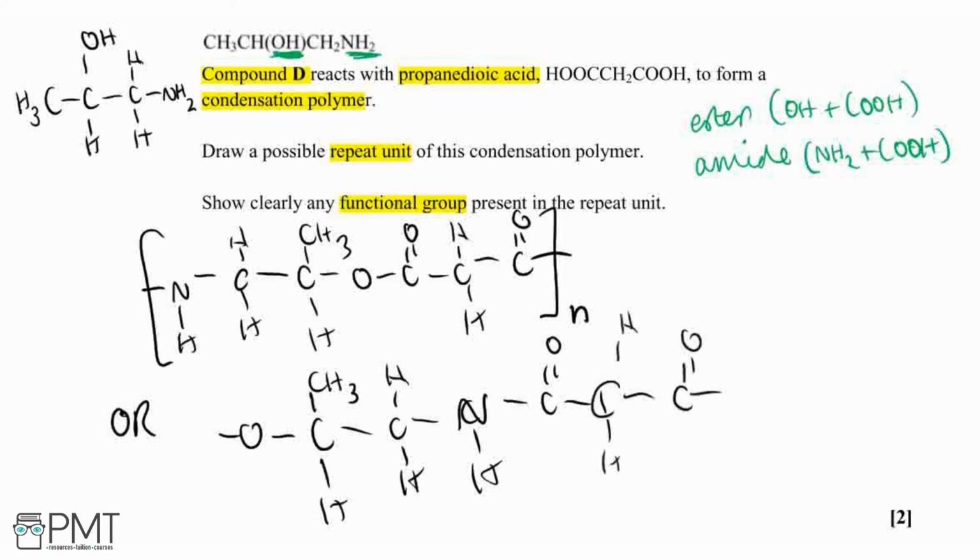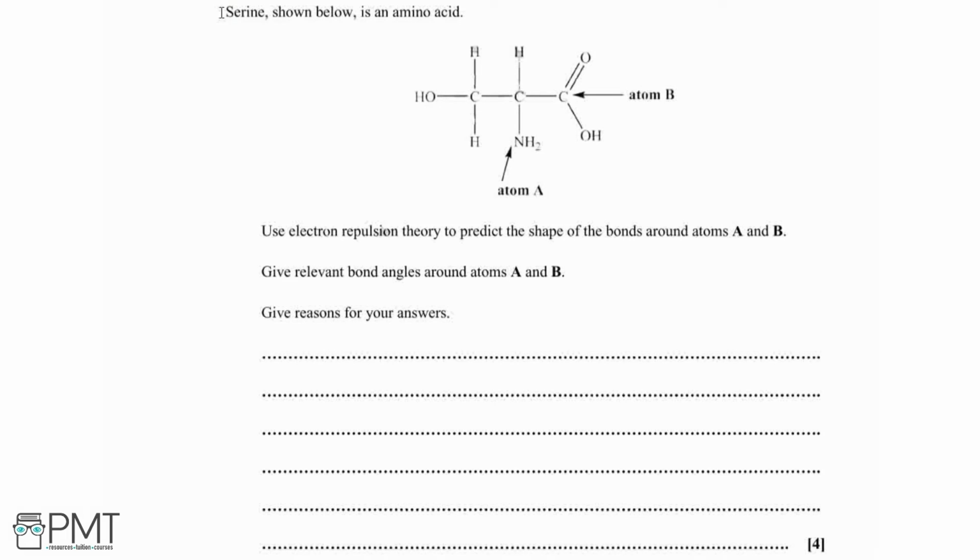And here we've got, this time, an open ester link, and this is the other option you could have for your repeat unit. And for this question, there is 1 mark available for drawing both the ester and the amide bond. So you need to have both of those in there in order to get that first mark. And then the second mark is for drawing the rest of the structure correctly.